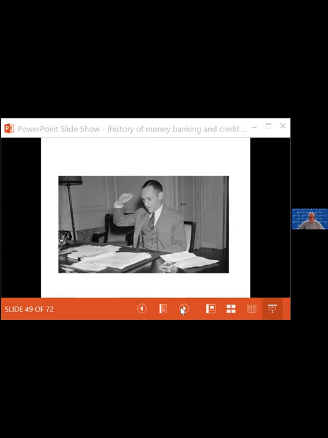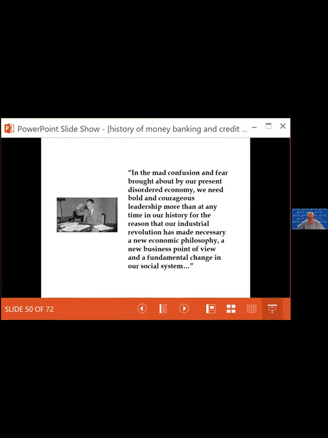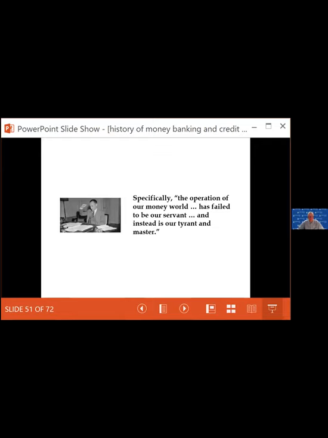"In the mad confusion and fear brought about by our present disordered economy, we need bold and courageous leadership more than at any time in our history, for the reason that our Industrial Revolution has made necessary a new economic philosophy, a new business point of view, and a fundamental change in our social system." What did he mean by that? "Specifically, the operation of our money world has failed to be our servant and instead is our tyrant and master."